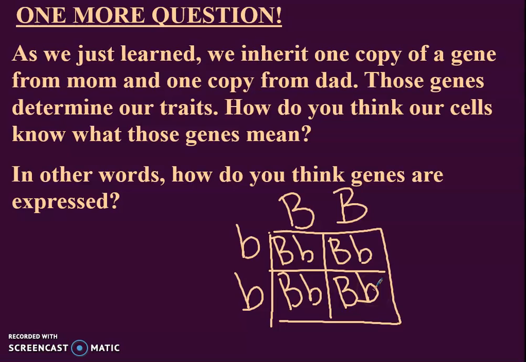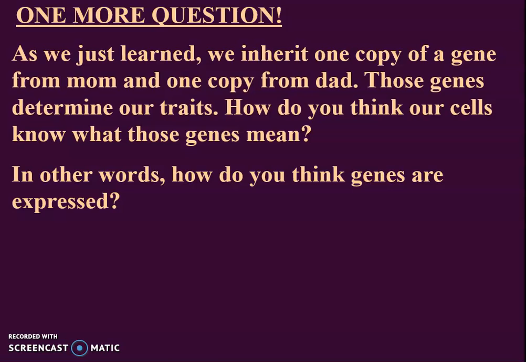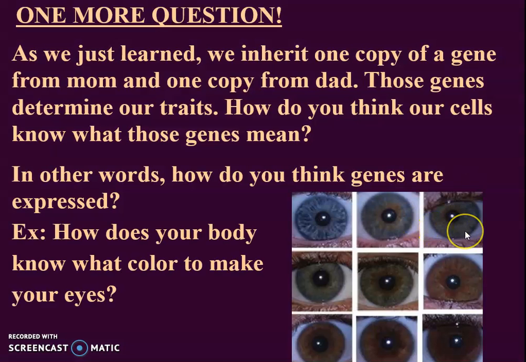How does our cell in our eye know what to do with that information? Do you think that there's a little person in our eyes doing Punnett squares trying to figure out what is going on? In other words, how do you think that those genes are expressed? How do our eyes know what color to make the irises? That's where we're going to focus our next discussion of genetics.